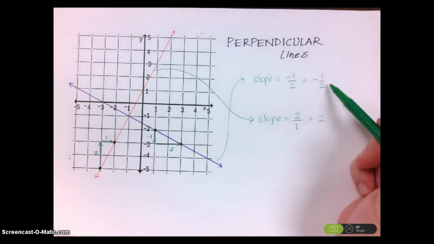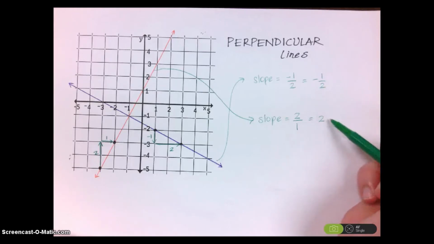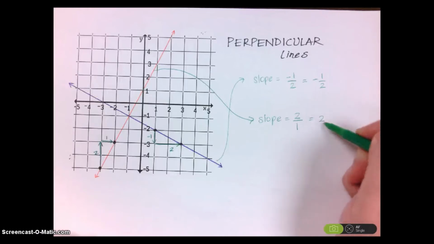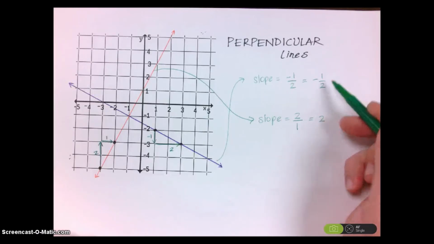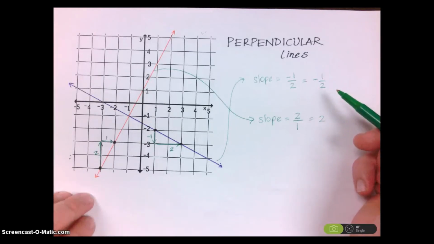Now you can compare these two, -1/2. If I did the reciprocal of that, it would be -2. And if I took the negative of that, negative of -2 would be +2. Or vice versa. The negative reciprocal of +2 would be -1/2. So it does look like this is true. So why don't we do some practice with actual equations?